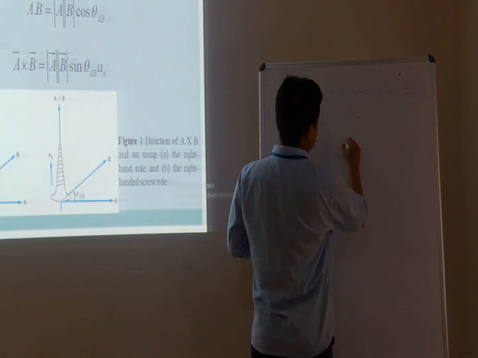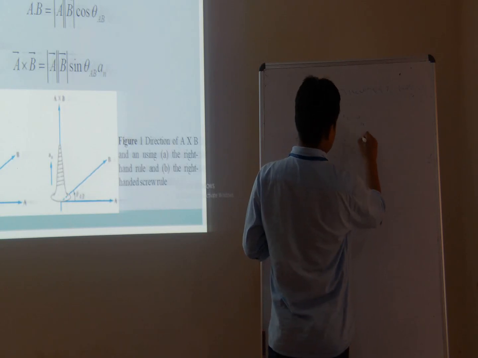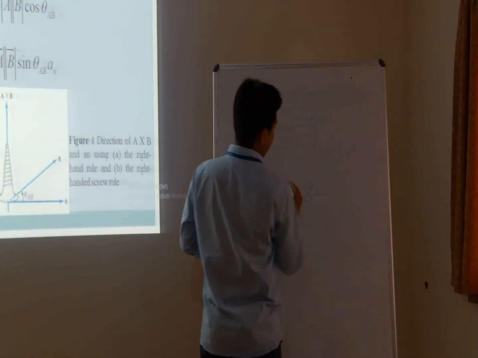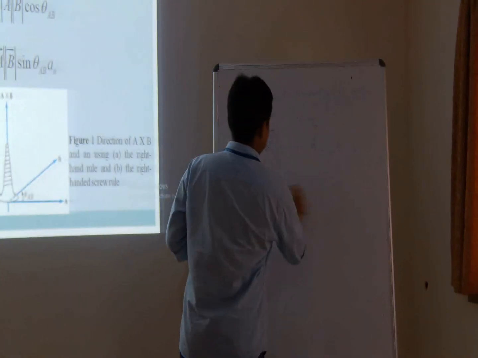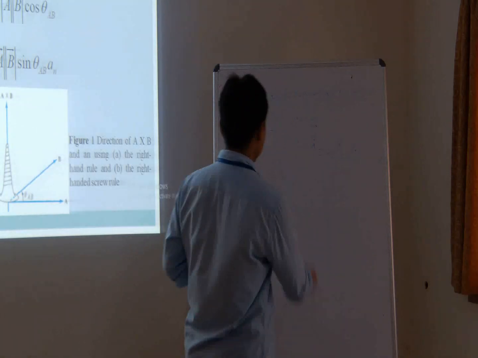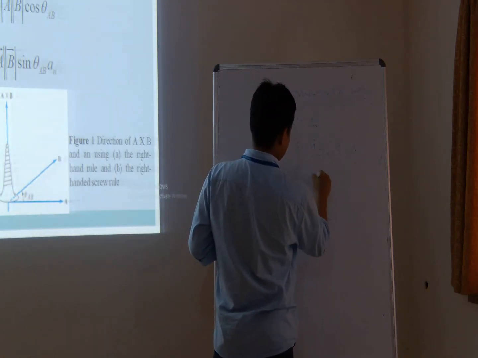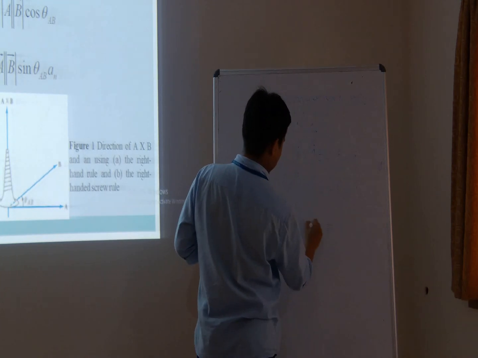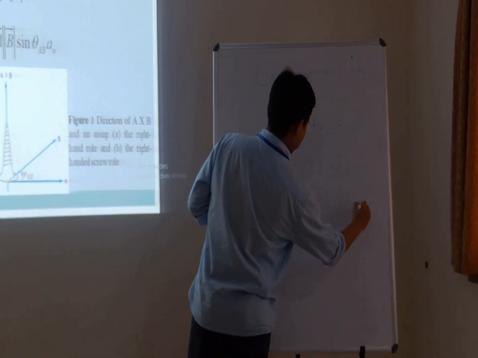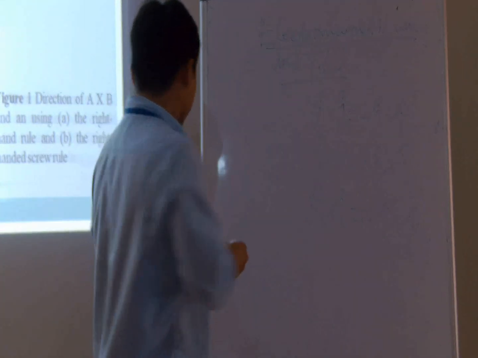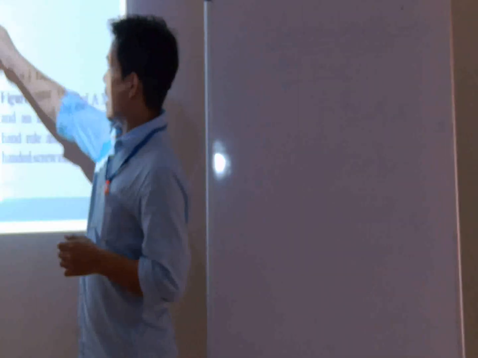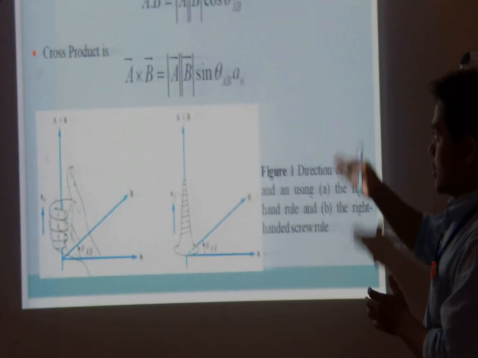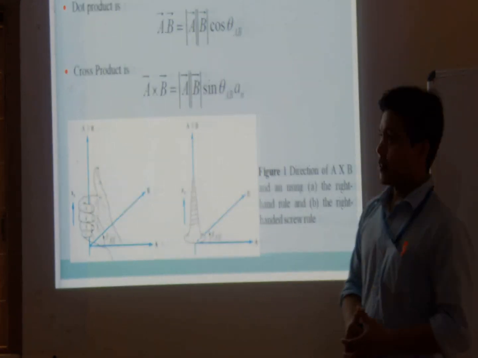An interesting property is i cross j equals minus j cross i, and this is the relation if we write them oppositely. Similarly, j cross k equals minus k cross j. The basic thing is that in the cross product formula, a cap n is the resultant unit vector, which indicates the direction of the resultant vector, perpendicular to both the A vector and the B vector.